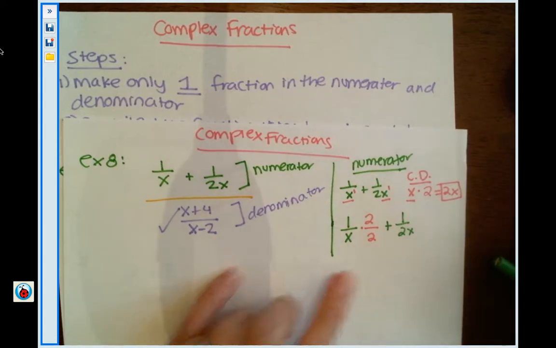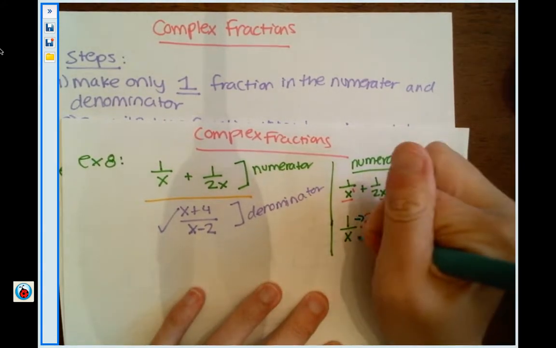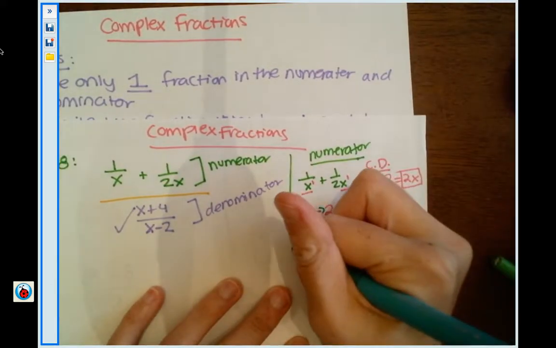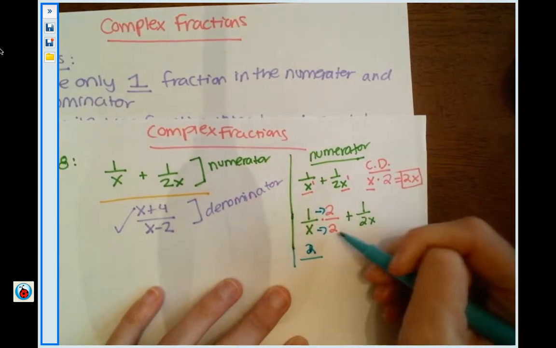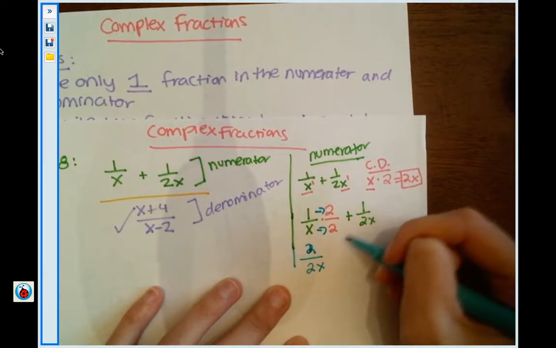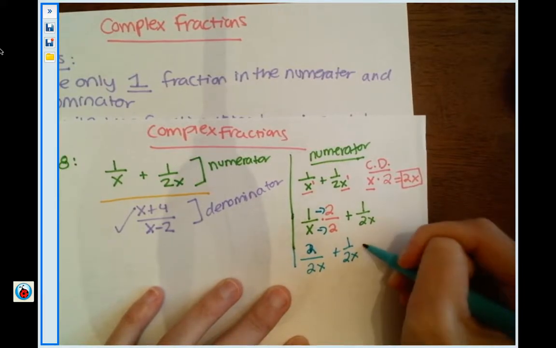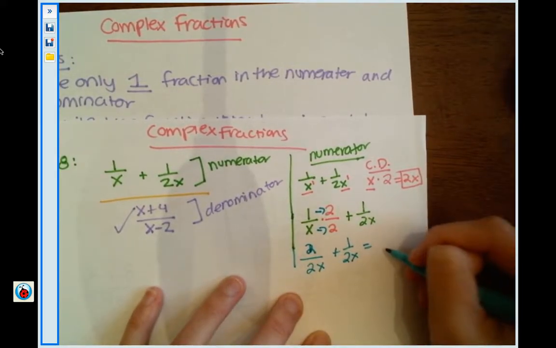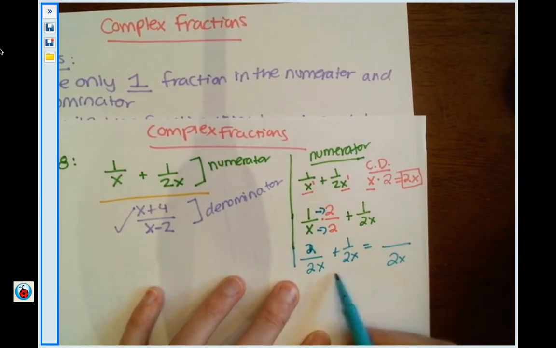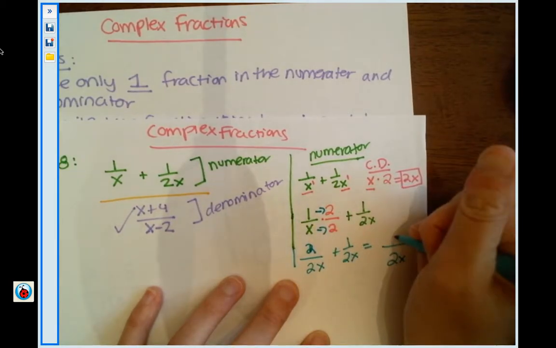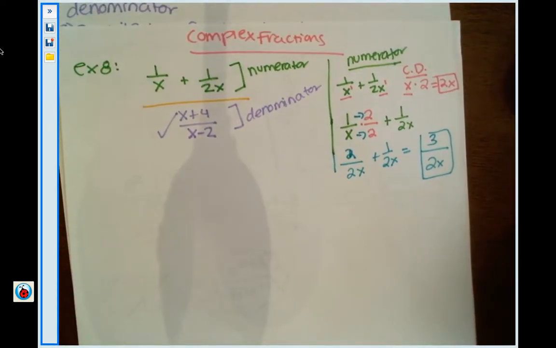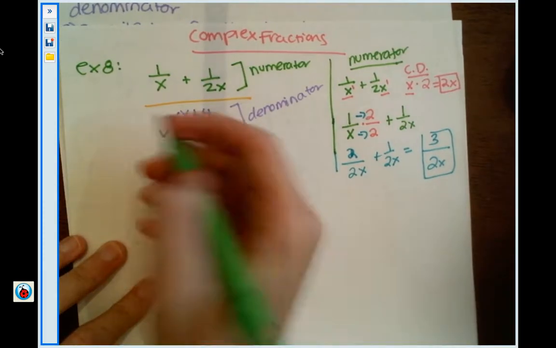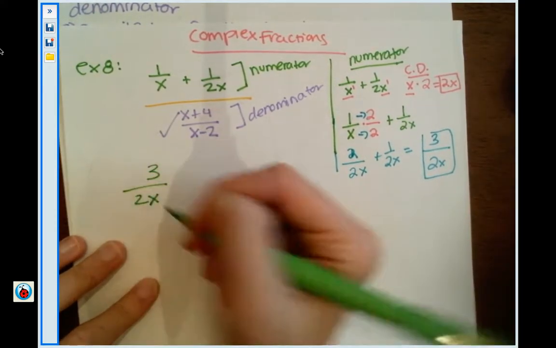So I need to multiply these together, which, remember, when we multiply two fractions, we go straight across. So 1 times 2 is 2, so it'll be 2 over x times 2, which is 2x. And then I'm just going to bring my other fraction over. So now that I have a common denominator, I can add these. I've got my 2x, my common denominator, and then I just need to add the numerators. So 2 plus 1 gives me 3. So this is now going to be my new numerator, which I'm going to write over there. So now this is 3 over 2x.